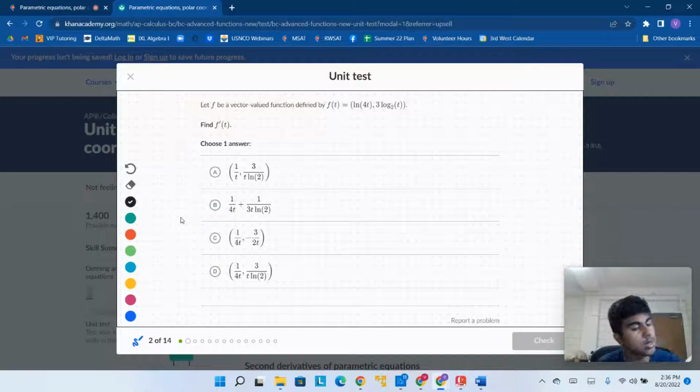What we want is the actual derivative itself. Now, how does that work? Well, it's not that difficult. All you do is you just take the derivative of each of them. So ln 4t, it's going to be 4t in the denominator, and then 4 in the numerator, which is going to be 1 over t.